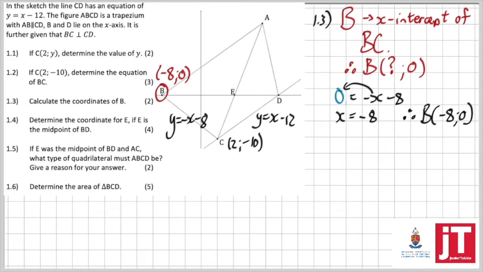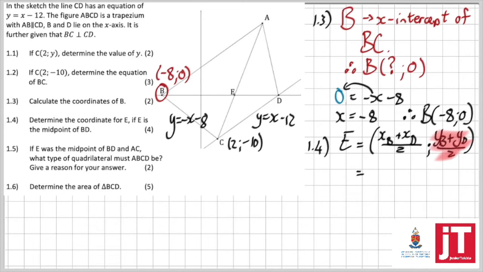This is straightforward, or so it looks. If I'm going to calculate E, I'm going to go to my formula. But the beautiful thing is, because both B and D are on the x-axis, my y values are 0. So the y value of E is automatically 0.